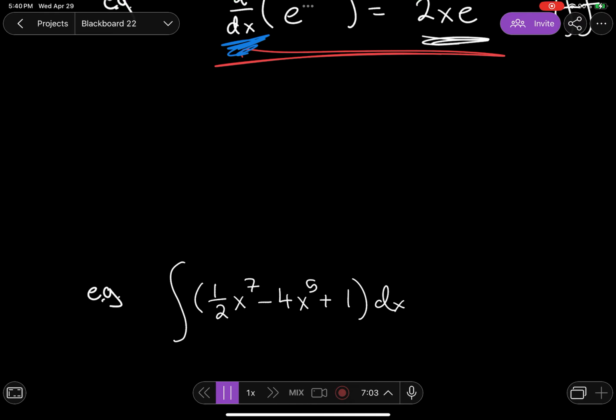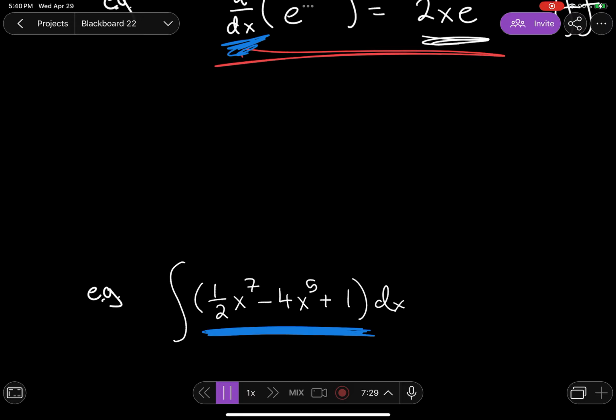So this is kind of an opposite question. Well, this is a good example because this asks, what function has 1/2 x to the 7th minus 4x to the 5th plus 1 as its derivative? So this is like saying somebody already took a derivative and landed at this blue function right here. So some mystery function has this blue underlined function as a derivative.